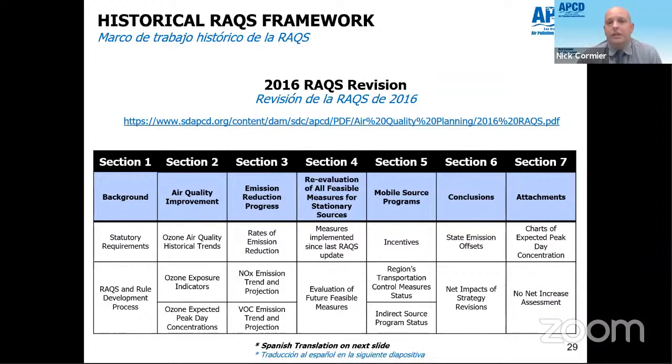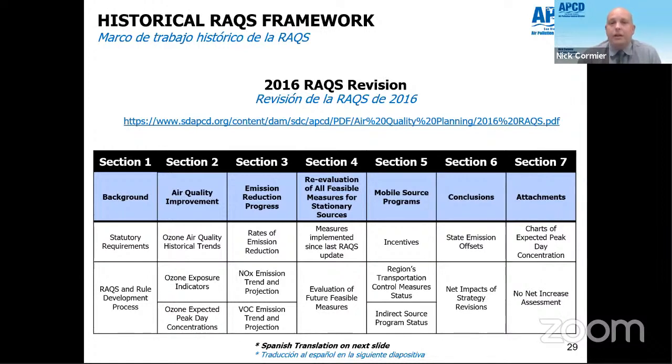The fifth section has historically discussed the ways in which APCD can and does assist in controlling mobile emissions to the extent that we can. Though APCD doesn't have the regulatory authority to control mobile sources of pollution directly, we do assist in non-traditional ways. These include our incentive programs, such as our Carl Moyer and FARMER programs, and a status update on regional transportation control measures that are being implemented through SANDAG and other regional transportation partners. We also provide an update on the region's indirect source program, which attempts to limit emissions from stationary sources to the extent feasible that may otherwise contribute to an increase in mobile source emission activity.